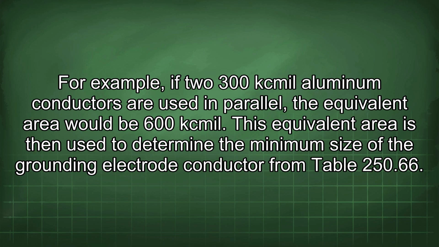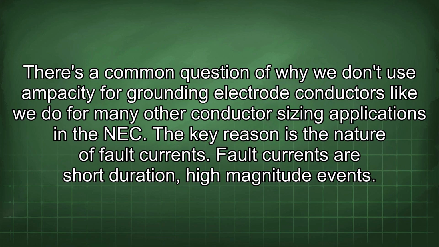This equivalent area is then used to determine the minimum size of the grounding electrode conductor from table 250.66. There's a common question of why we don't use ampacity for grounding electrode conductors like we do for many other conductor sizing applications in the NEC. The key reason is the nature of fault currents. Fault currents are short-duration, high-magnitude events.